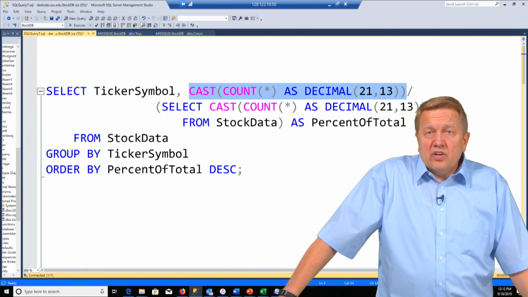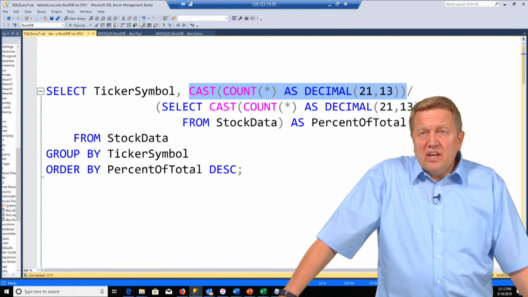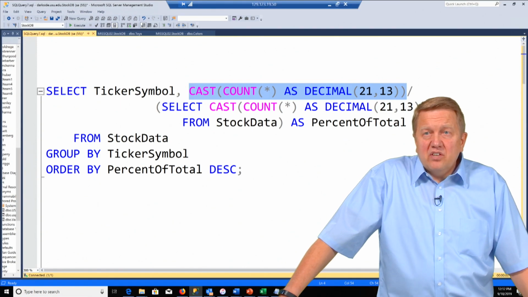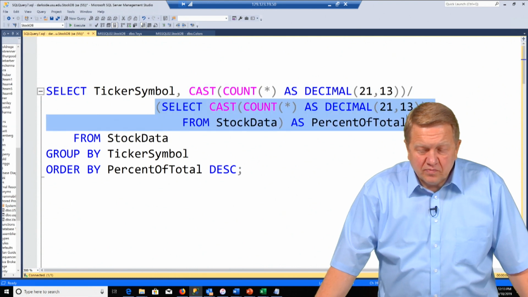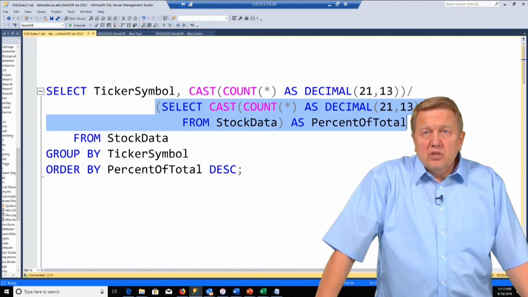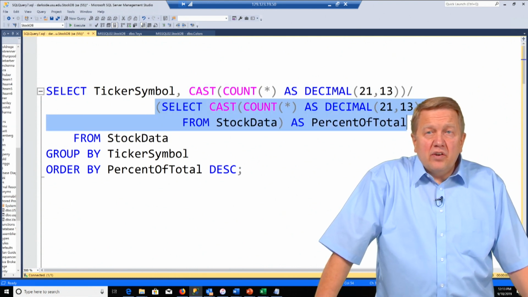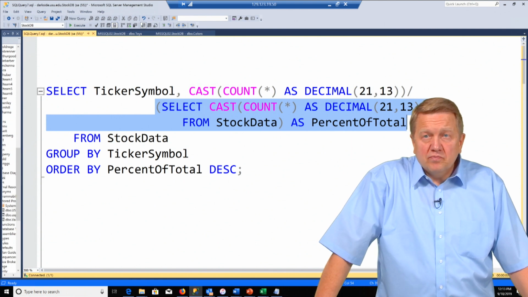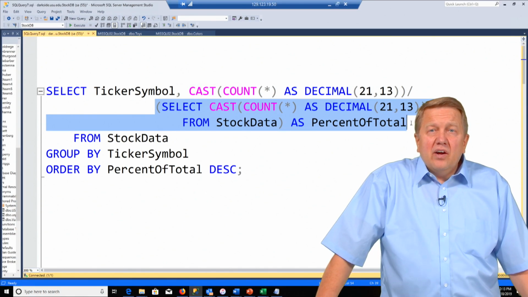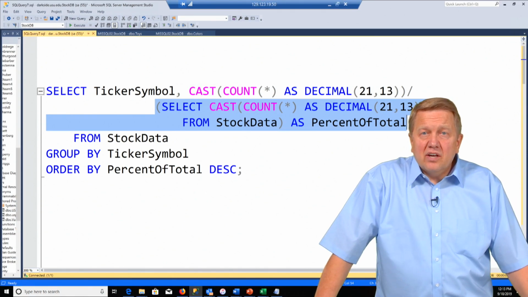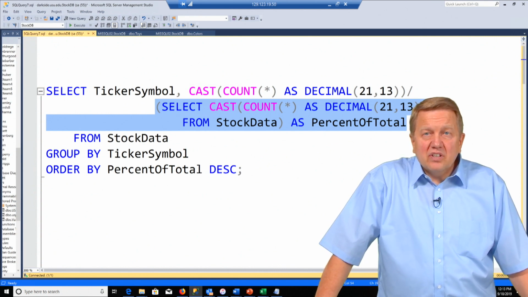So there are a couple of known solutions. In this case, I'm casting my integer to a decimal. Then in this portion, I'm querying to get the number of total rows, and that's going to also give me an integer. I cast that also to a decimal. Now, another tricky thing here is I am doing a subquery in the outer select.